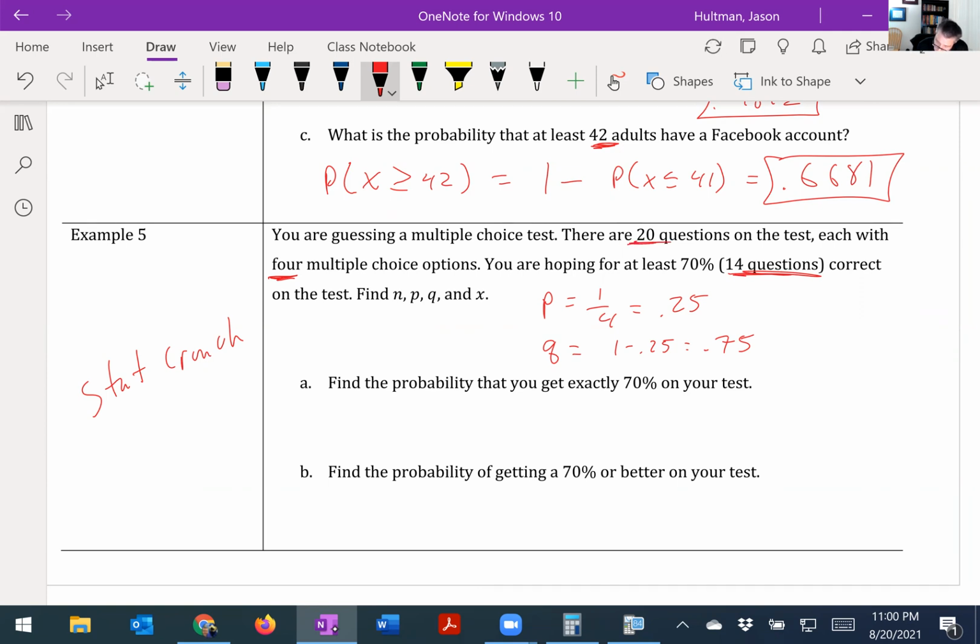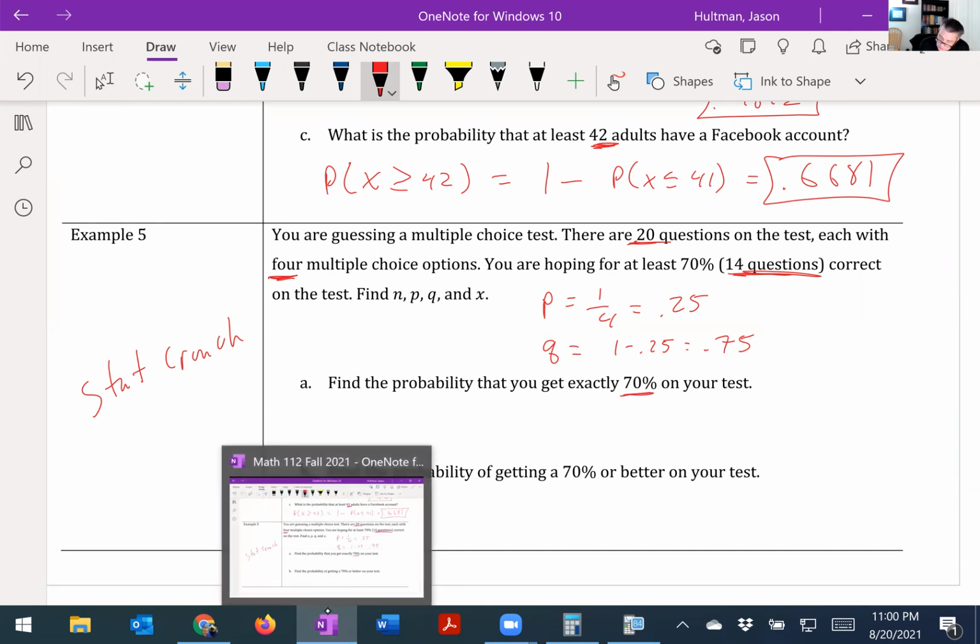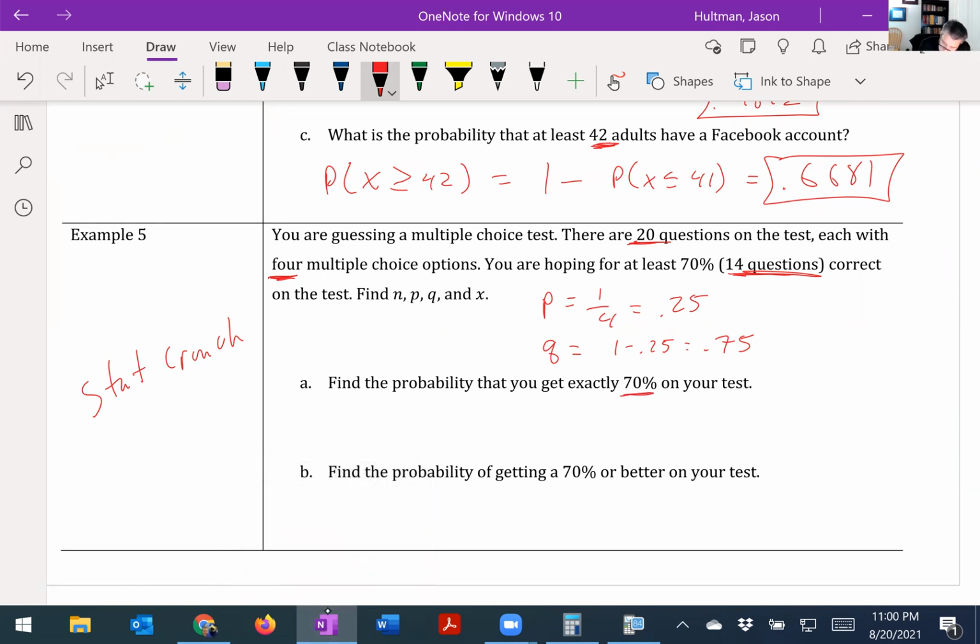What is the probability that you get exactly 70% on the test, or exactly 14 out of 20? Again, that's going to be 20 choose 14, times 0.25 to the 14th power times 0.75 to the 6th power, because 14 and 6 have to add up to 20. I could use the nCr, or the combination, or I could just do this on StatCrunch. It's a whole lot easier to do it on StatCrunch.